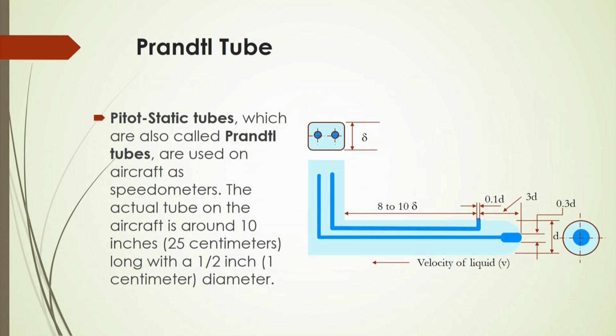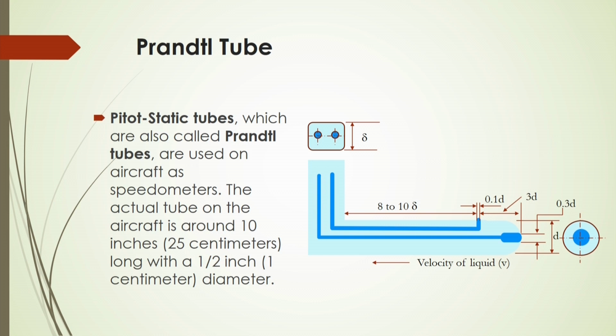Now, another important point: the Prandtl tube. Actually, the pitot tube is designed based on the concept of the Prandtl tube. That is why the pitot tube is sometimes called the Prandtl tube. And in this case, these Prandtl tubes or pitot static tubes are used on aircraft as speedometers.